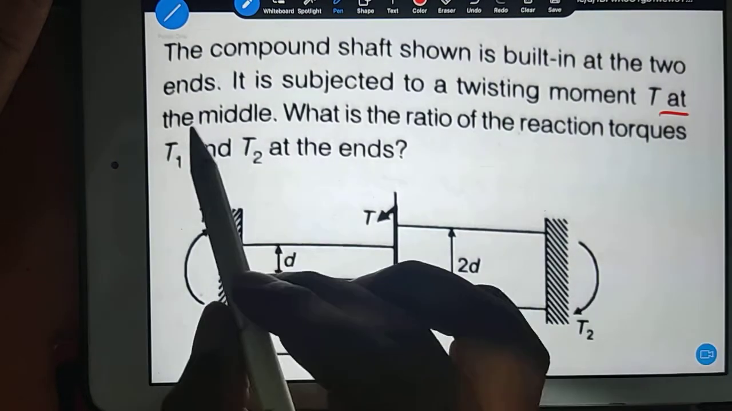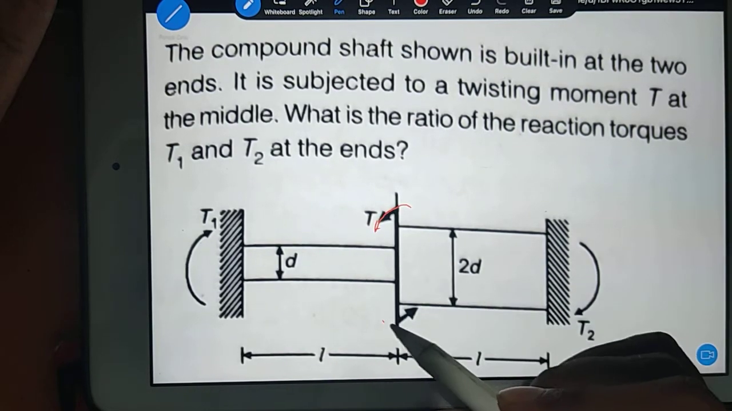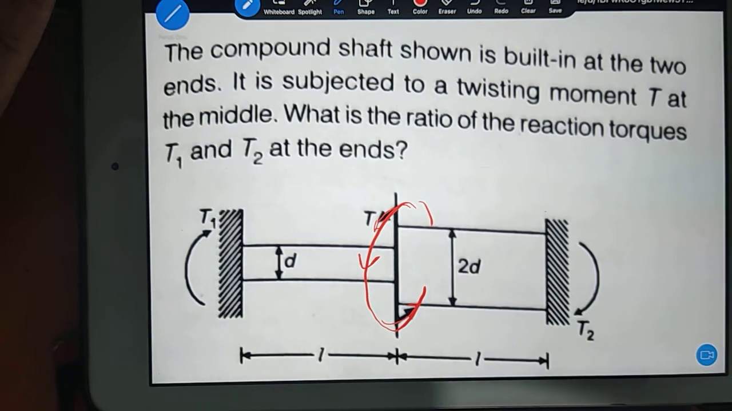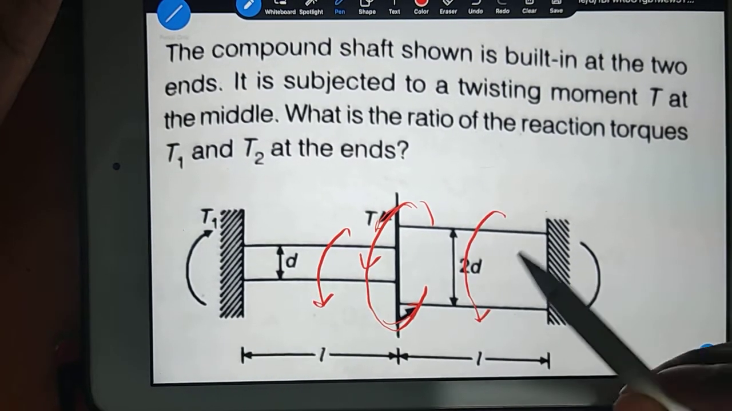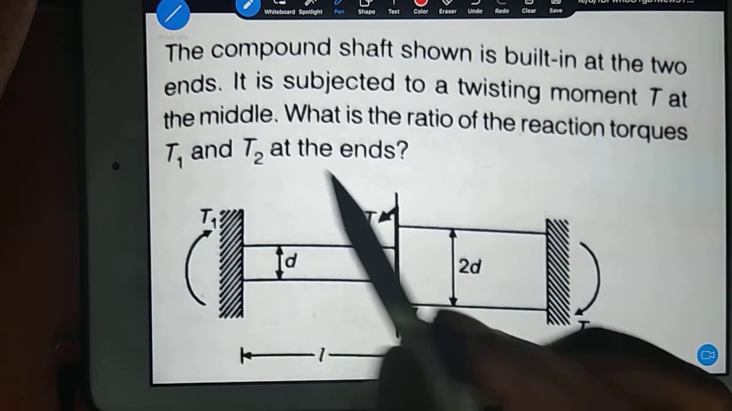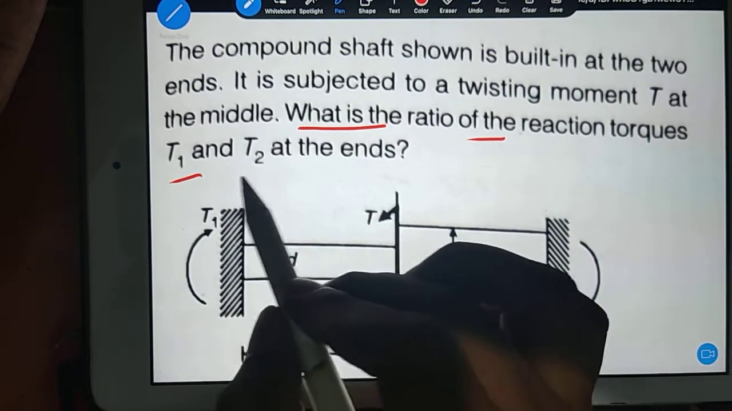Okay, at the middle, exactly here, you can see they are applying the twisting moment. So it is like this, this kind of twisting moment is there. So this will also rotate like this. I mean, the complete rotation is not possible, but it will have a sense that there is a twist. What is the ratio of the reaction torques T1 and T2 at the end?